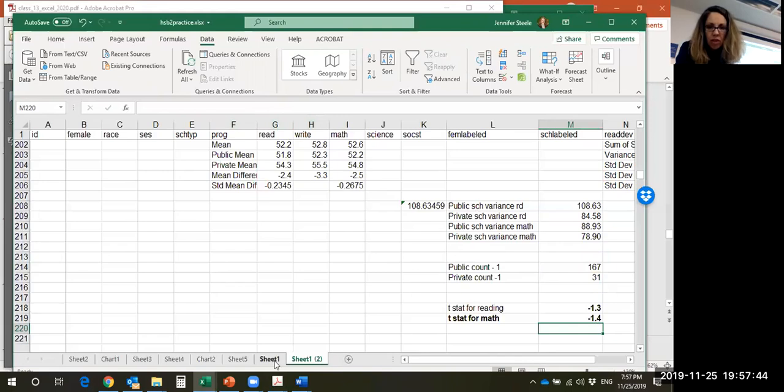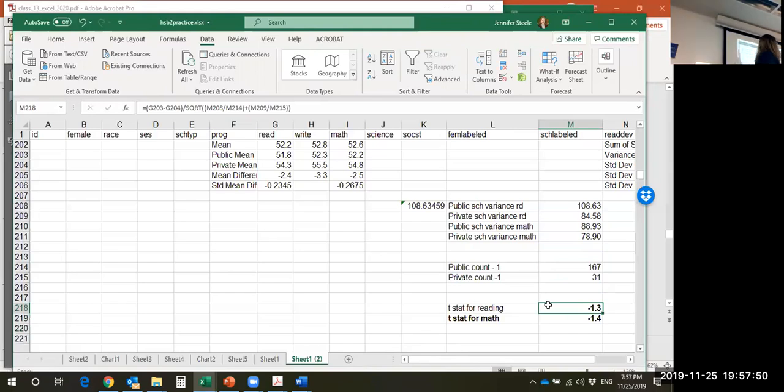Okay, no, I'm just checking my work. Yeah, okay. So yeah, that's right. So I've got a t statistic for reading of negative 1.3. A t statistic for math is negative 1.4.